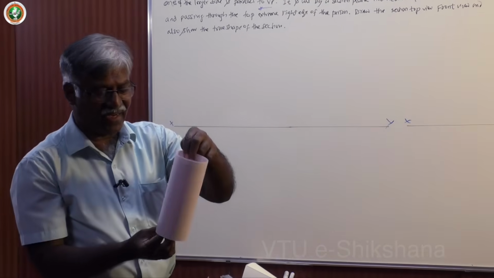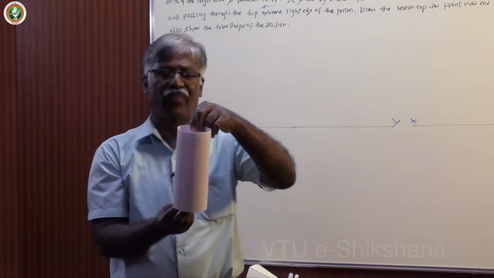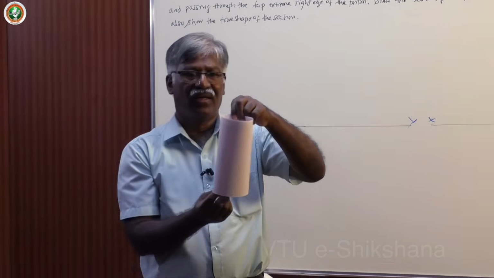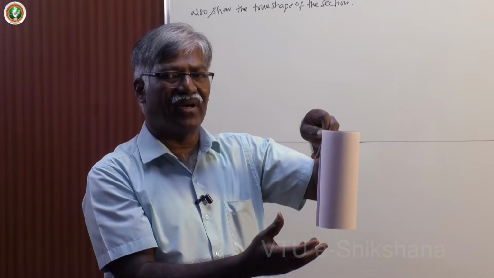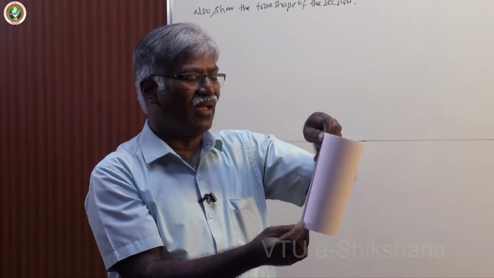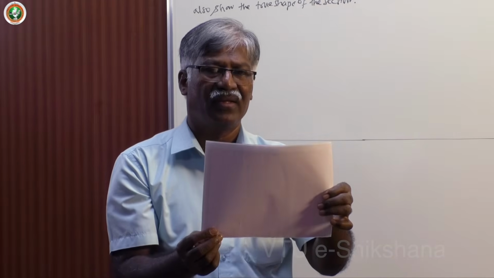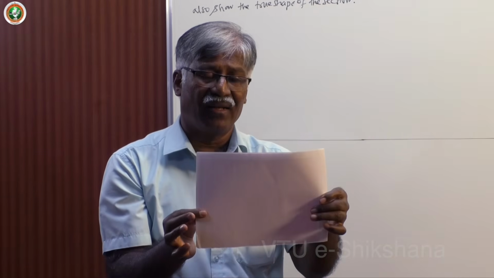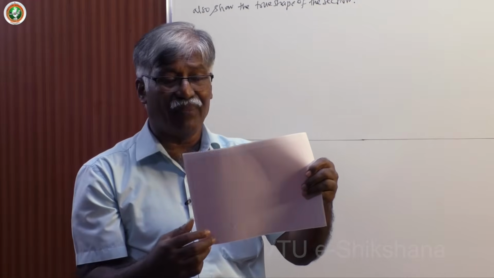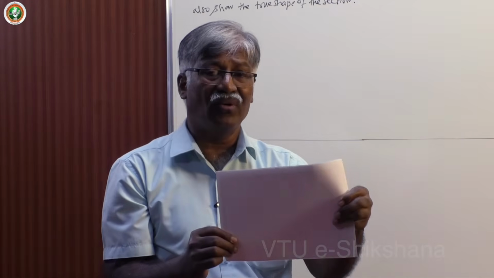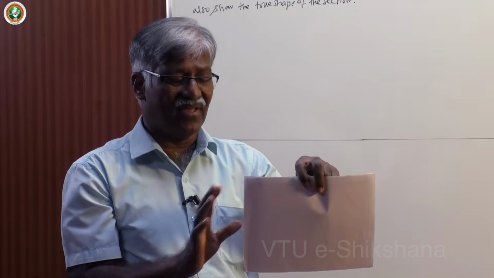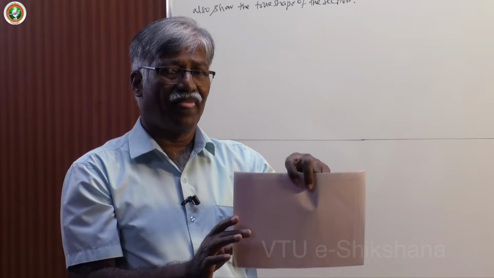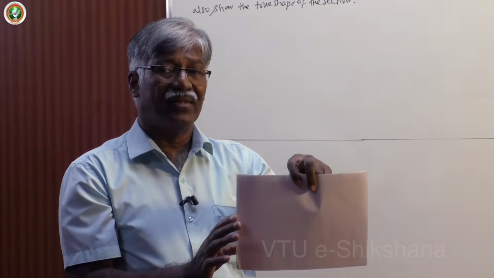Assume that this is a right regular cylinder of particular diameter and height. Again, I will cut at a particular generator. Infinite number of generators are there. And open. This is simply a rectangle. What about the length of the development? Length of the development equals 2 pi r, that is pi d. Now, what about height? Height equals the axis. A very simple way of working out the development of a cylinder.